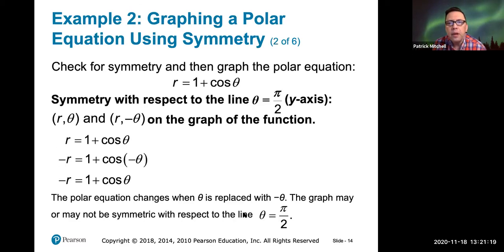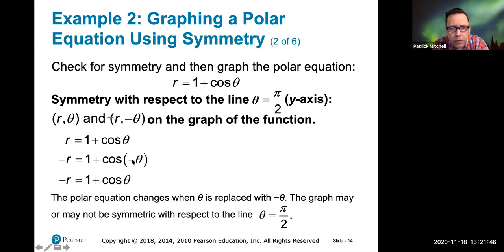However, when you check for symmetry with respect to theta equals pi over 2, and you replace r theta with, that's supposed to say opposite r opposite theta. That's easy to fix. Okay, they did it correctly. They just didn't write it correctly here.